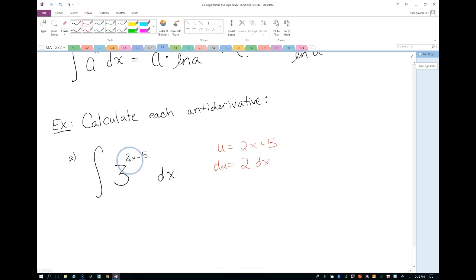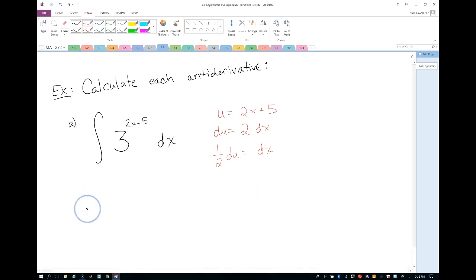And besides that 2 coefficient in our exponent, there's no other 2's in this problem to get rid of. So I'll divide that over and keep it in the problem with my du. So now I have a substitution for my dx. dx is going to get replaced with a half du. So now we've got the integral of 3 to the u times 1/2 du. And that 1/2 is just a coefficient. You really could pull it out front and ignore it until the end if you wanted to.